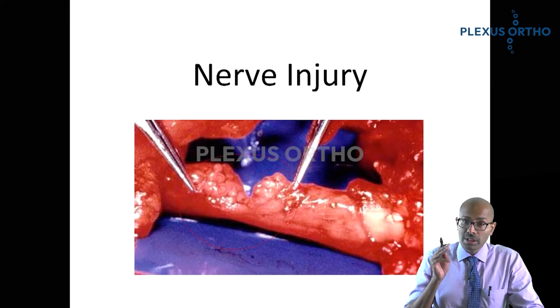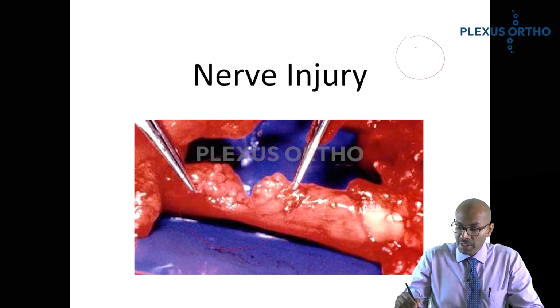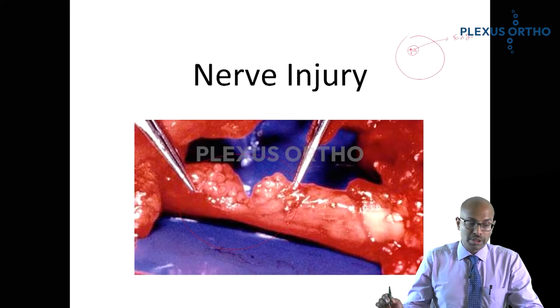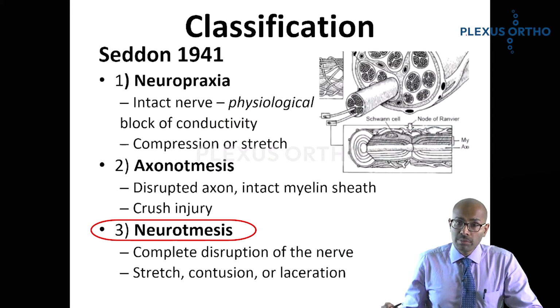So you know the three coverings of the nerve. The outer covering is called the epineurium. The fascicles are covered by what is called the perineurium, and the axons inside the fascicles are covered by what is called the endoneurium. So this is very important for classification of nerve injuries.